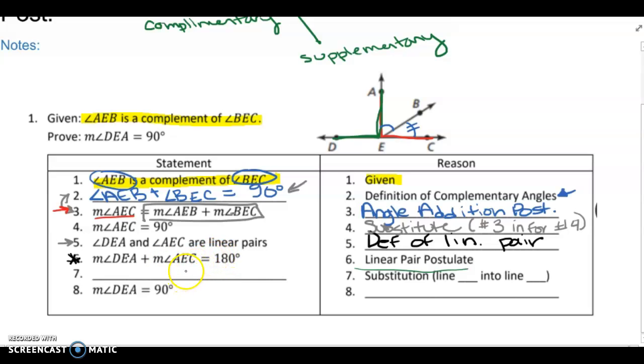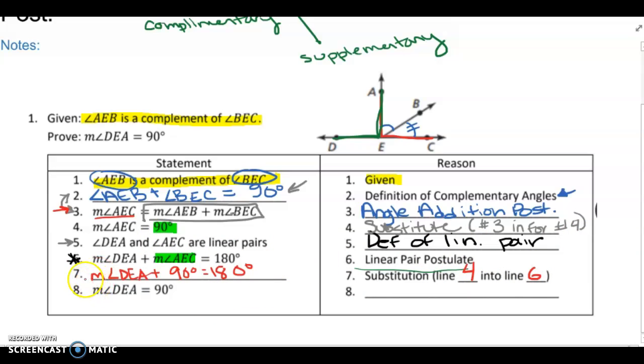I'm going to substitute now. So you need to look here to see where you can substitute. All right, well, notice the only thing you could substitute here is angle AEC, right? Because what does angle AEC equal? It equals 90. Okay, so I could say the measure of angle DEA plus I can substitute 90 degrees equals 180. So I substituted line 4 in to line 6.